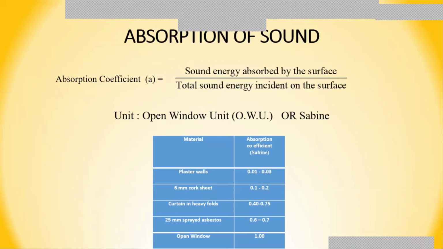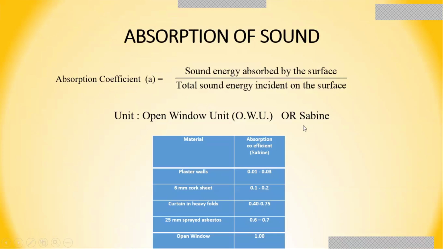So the absorption coefficient is the ratio of the sound energy absorbed to the total sound energy incident on the surface. And the unit of absorption coefficient is the Sabine. Sabine is the name of a scientist, and after his name, the unit was given. Now, the open window unit is also a unit of absorption coefficient.